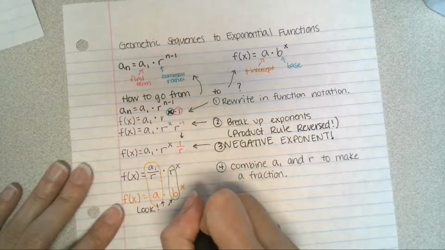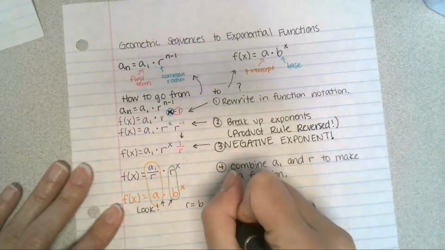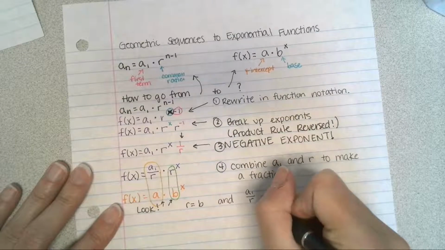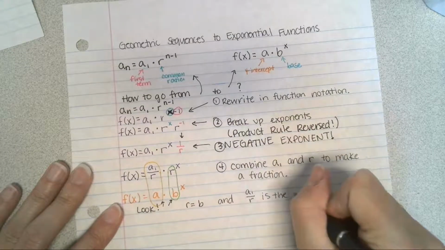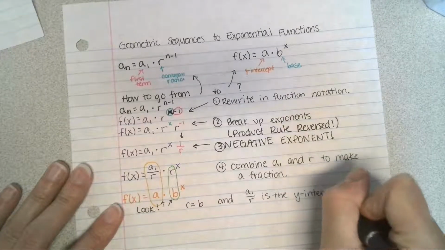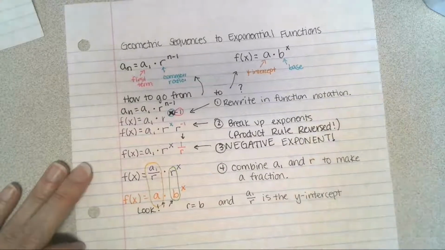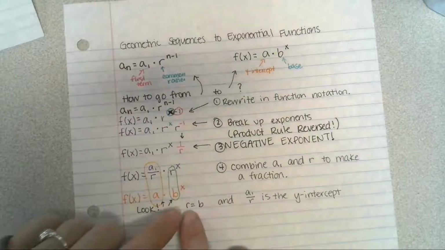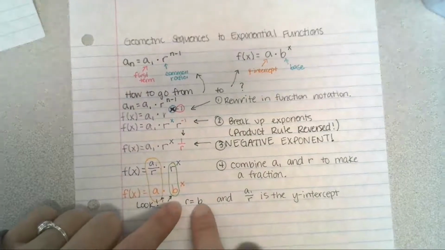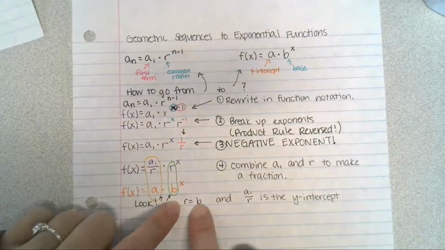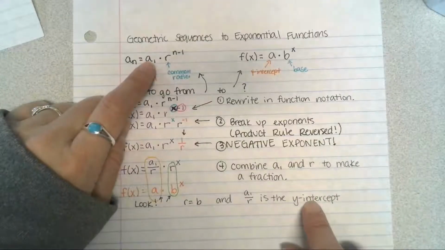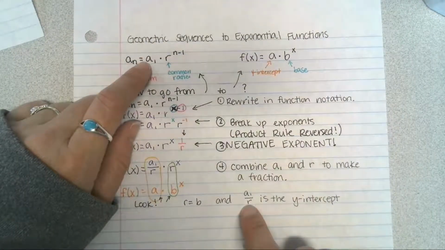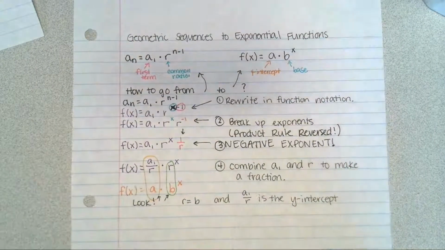So, like I said, r equals b, and a sub 1 divided by r is the y-intercept. What this is telling me is that my common ratio is the same as my base. That's not going to change. My y-intercept of any sequence is just the first term divided by the base. Let's look at an example here.